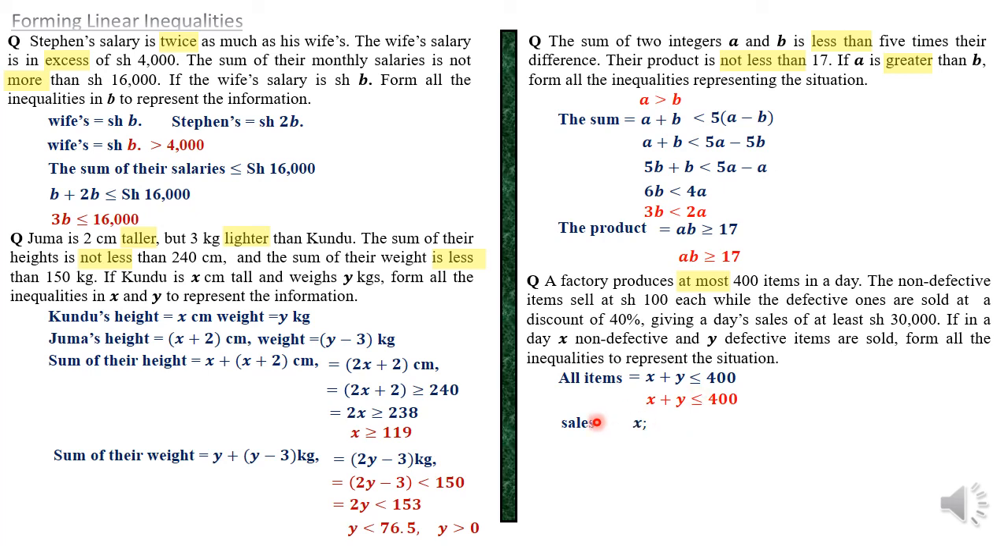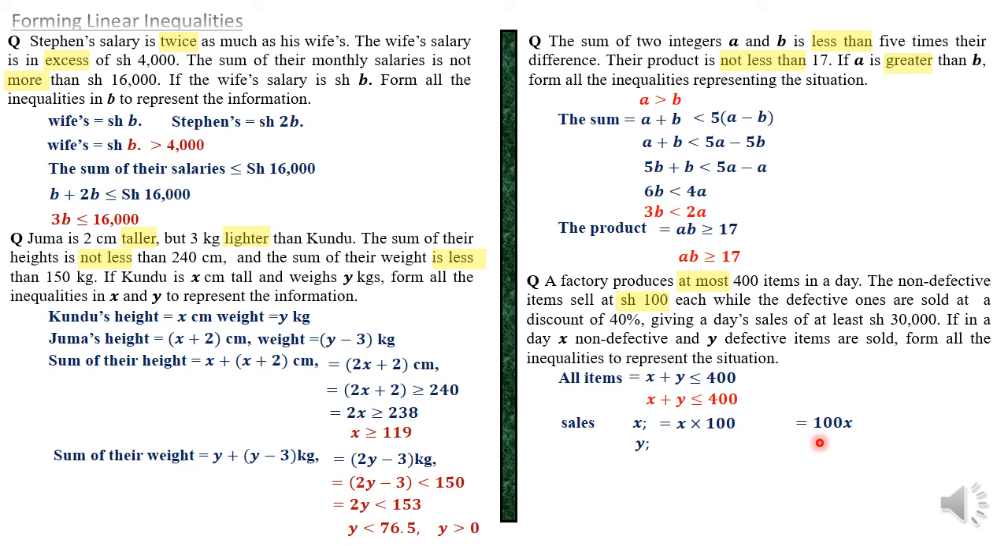Again, their sales. Now we're told that the non-defective items sell at 100. That means if we had 10 non-defective, the revenue generated from selling those 10 non-defective will be 10 times 100, which is 1,000. Therefore, the income that comes from selling the non-defective is x, the number sold, times the value of each, which is 100x.